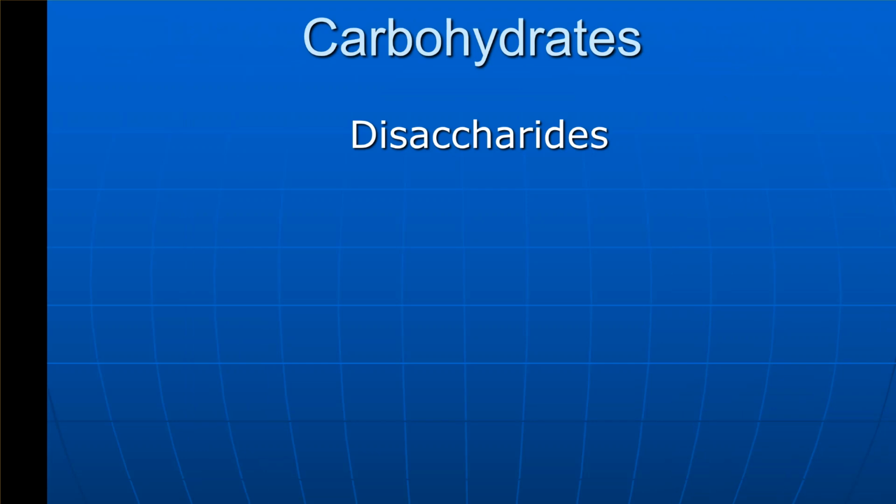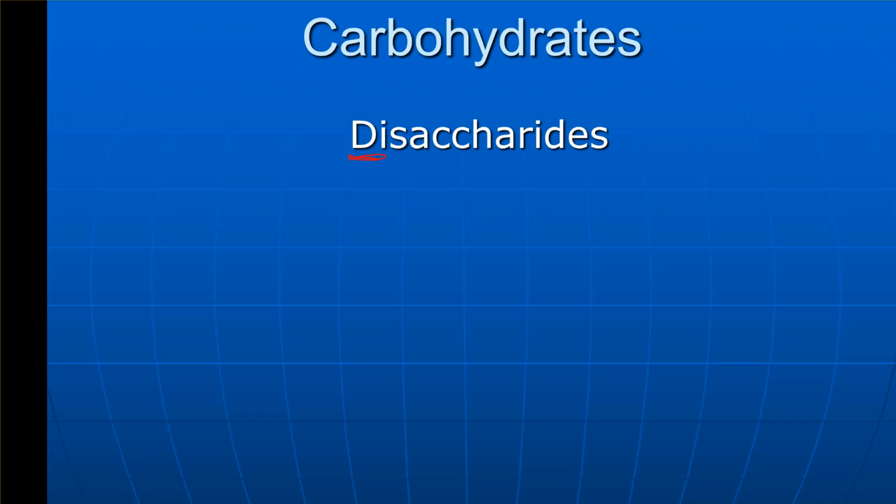Right, in this video we're going to look at disaccharides. Di, I hope you know, means two. As I've already mentioned, another name for disaccharides is double sugars. So how do you make a double sugar? You take two simple sugars, two monosaccharides, and link them together.